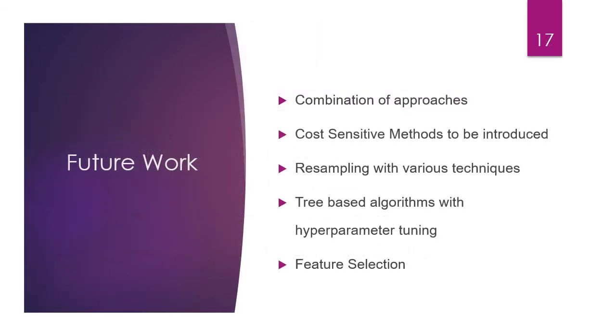After analyzing our previous results, we propose a few more ideas which might be of interest to deal with the imbalanced dataset issue. We can try and combine two or more approaches to see if we can obtain better results. We can introduce cost-sensitive methods by penalizing the model higher for incorrect predictions of underrepresented classes and lower for incorrect predictions of overrepresented classes. We can also try various resampling techniques with different methods like with replacement or without replacement. We can try different tree-based algorithms with different hyperparameter tuning. We can also try feature selection to obtain better results.